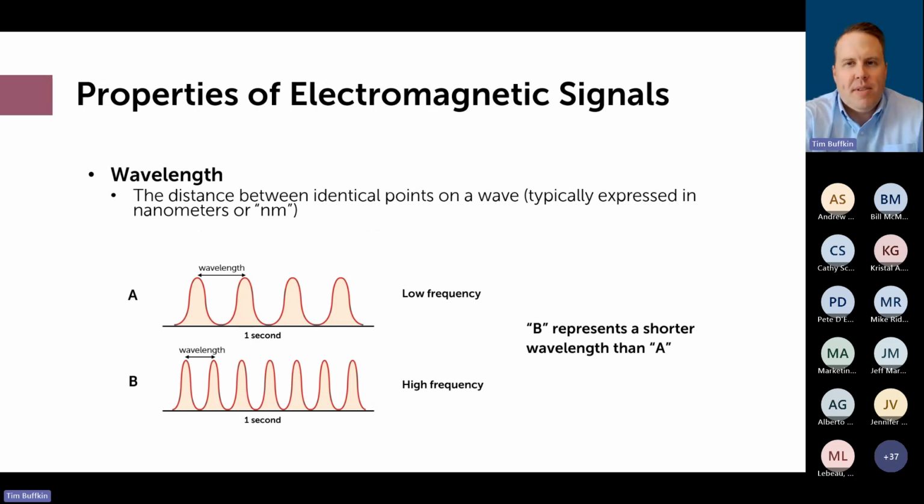So, the properties of an electromagnetic signal. Again, we talked about the wavelength, right? This is the distance between identical points on a wave, and that's going to get expressed in nanometers. So in the example of A, that's going to be more of your lower frequency, right? That's your multi-mode wavelength right there. So a longer length in between the individual waves and fewer waves overall. Then obviously as you increase the frequency, you're increasing the data, you're increasing the input and the output, so you're shortening that distance in between the different waves.